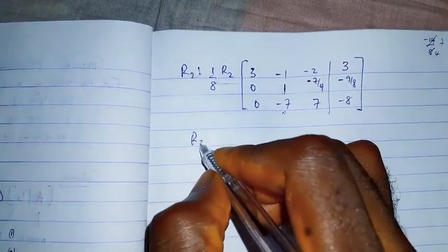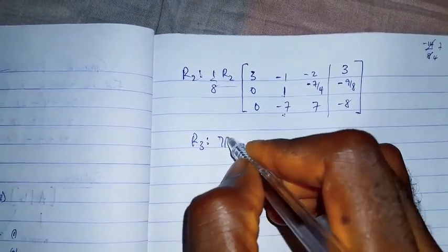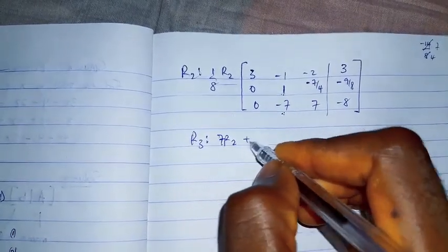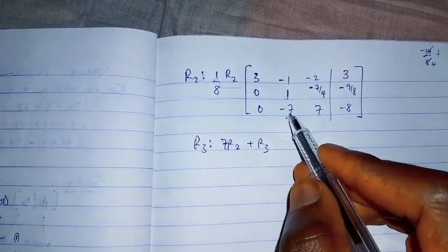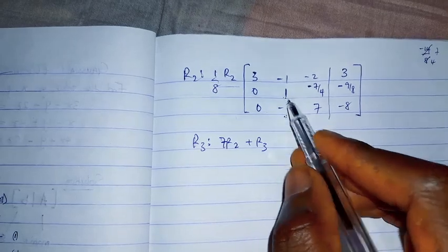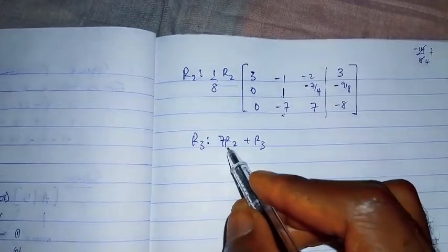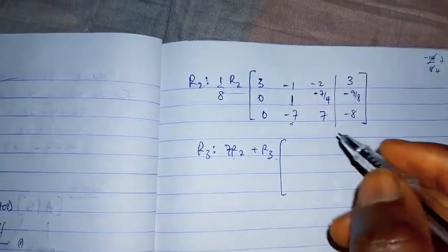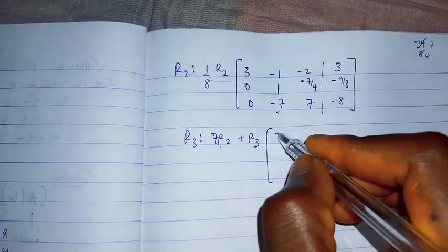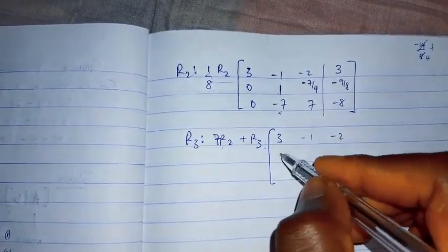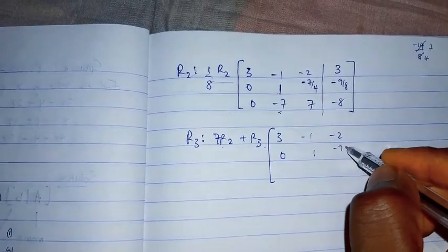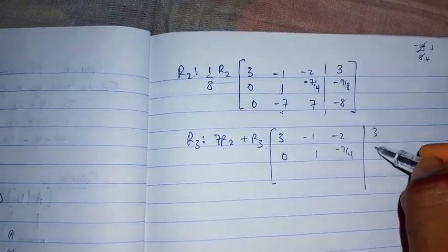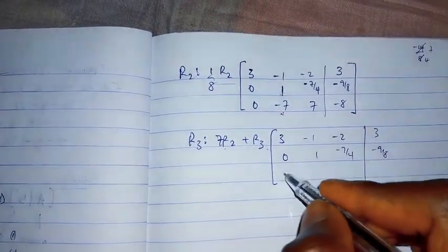So it means row 3 is the same thing as 7 row 2 plus row 3, or row 3 plus 7 row 2, whichever. So this comes here, this comes next. Okay, so how does that now become? This remains the same, minus 1 minus 2, 0, 1, minus 7 over 4. I have 3 minus 9 over 8. And then what do I have here?